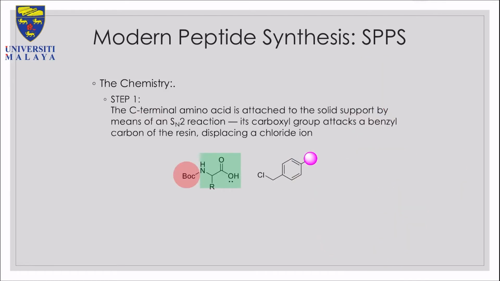How do you do that? The first step is to do a coupling from the C terminal, the carboxyl terminal of the amino acid, because the N terminal is now protected with BOC. The C terminal amino acid is attached to the solid support by means of an SN2 reaction. So its carboxyl group attacks a benzyl carbon of the resin, displacing the chloride. It's a simple reaction, and the chloride leaves as a leaving group. By doing this, you manage to couple the first amino acid.